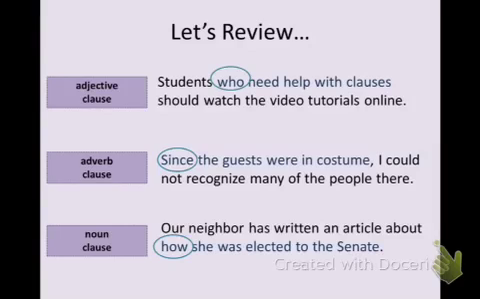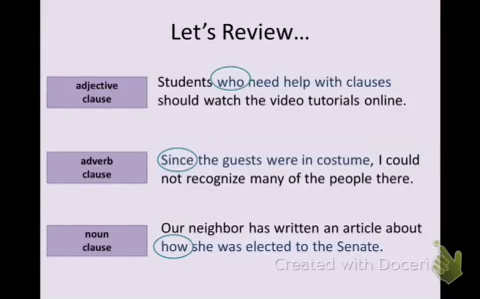So let's review. Adjective clauses are those types of clauses that begin with a relative pronoun or relative adverb. We have a sentence here: students who need help with clauses should watch the video tutorials online. We have our example of an adjective clause labeled there, beginning with a relative pronoun.